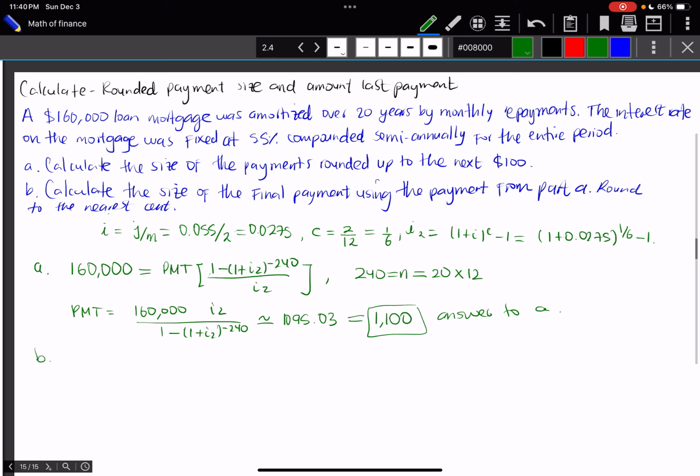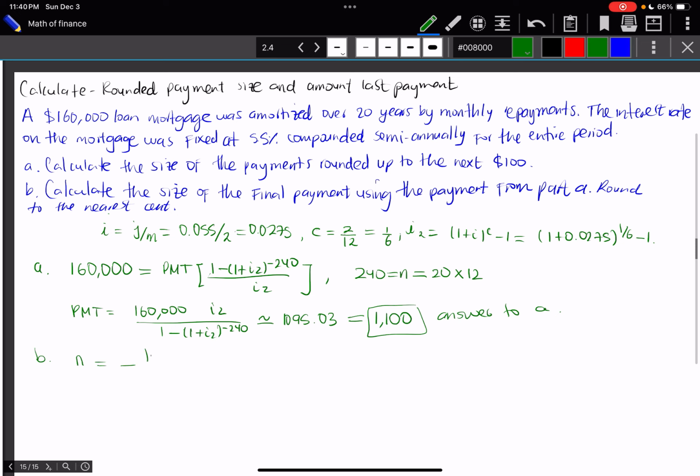Then for part B, to calculate the size of the final payment using the payment from part A, we need to know how many payments we need to make to cover the loan of $160,000, and the payment we're making every month is $1,100. To find that number of payments, we use a formula from the chapter on annuities.